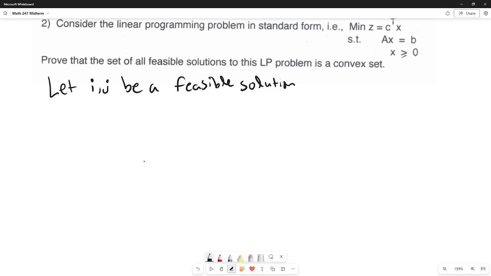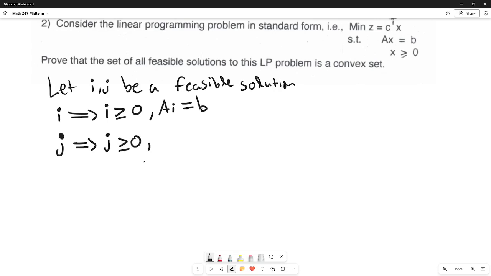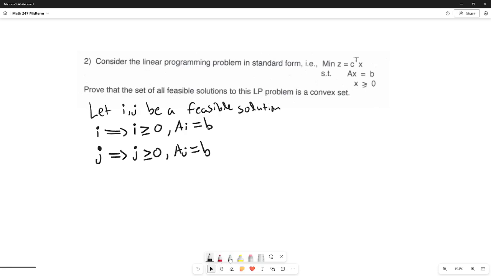Then, in this case with I, I must be greater than or equal to 0. I should put a comma instead. And ai must be equal to b. And with j, we must have j is greater than or equal to 0. And aj must be equal to b. Okay.